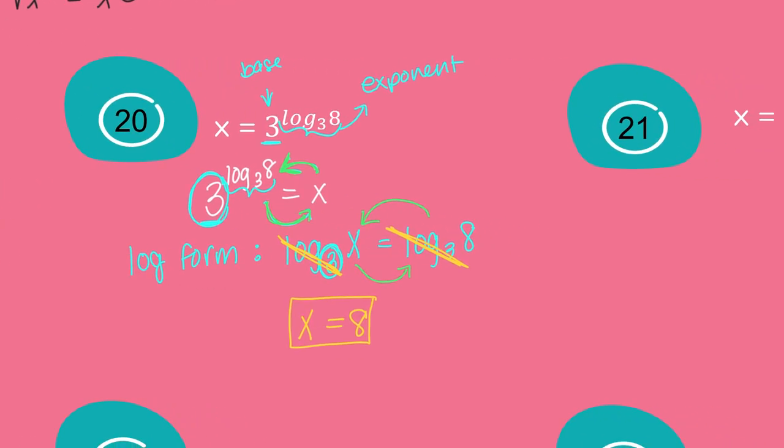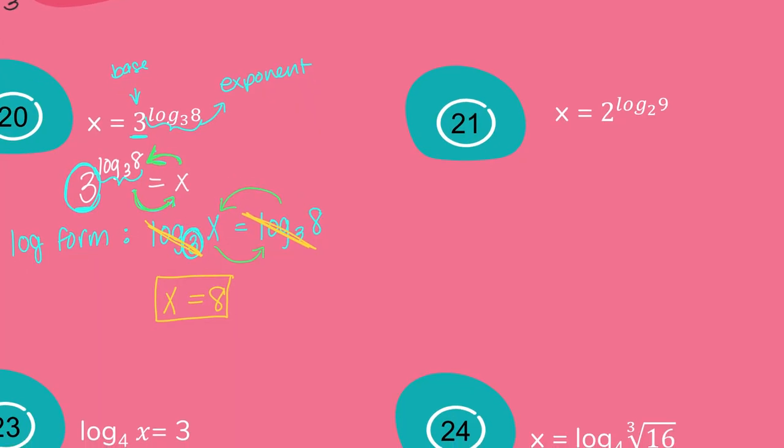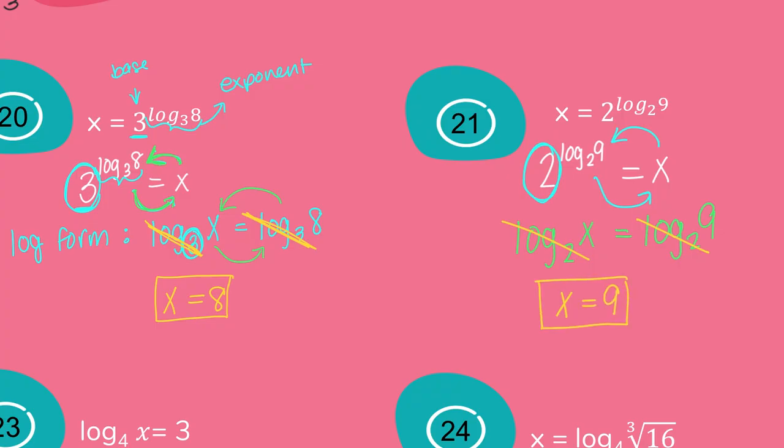All right, looking at 21. Okay, same thing here. Again, if you want to rewrite it, rewrite it. I have 2 to the power of log base 2 of 9 equals x. I have my base. I'm going to switch my order. So now I have log, because I'm switching into logarithmic form, base 2 of x equals log base 2 of 9. These can cancel out, and I'm going to have x equals 9. Just again, following that same order.